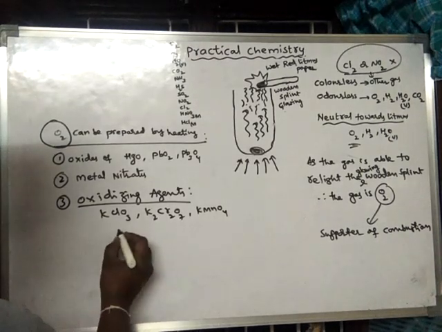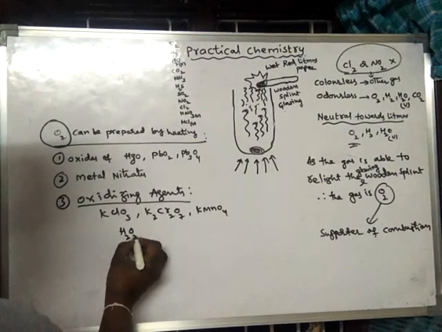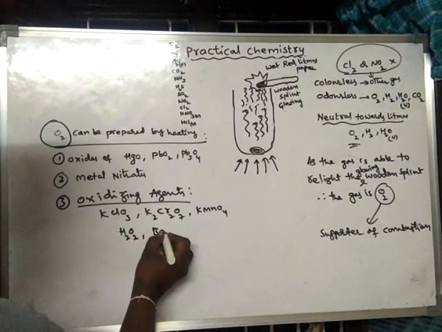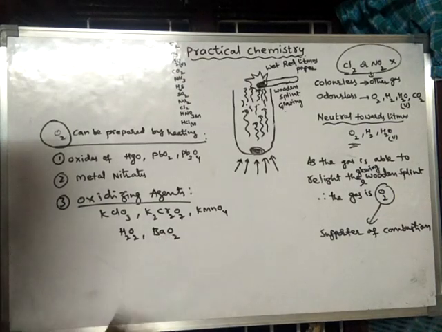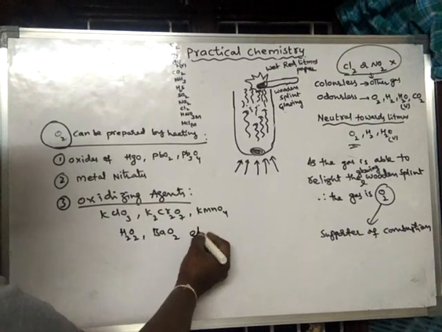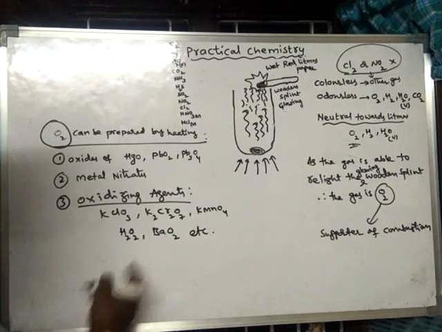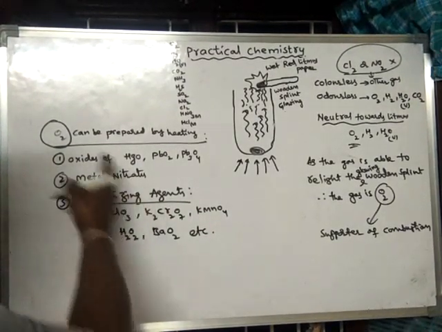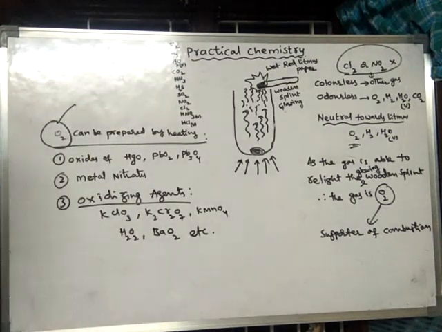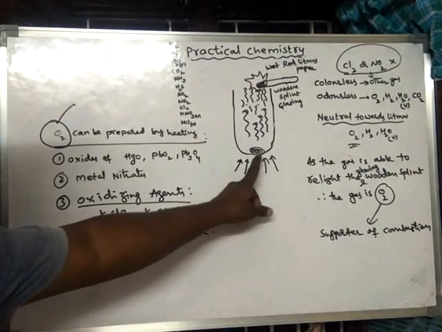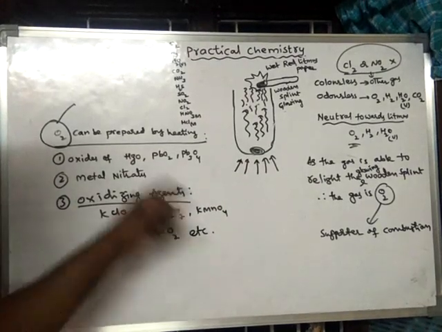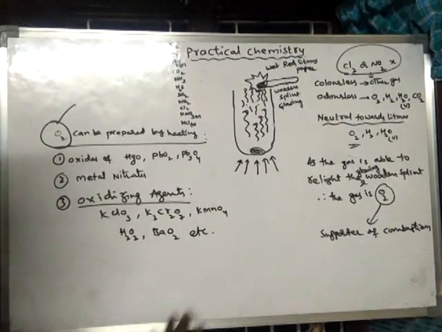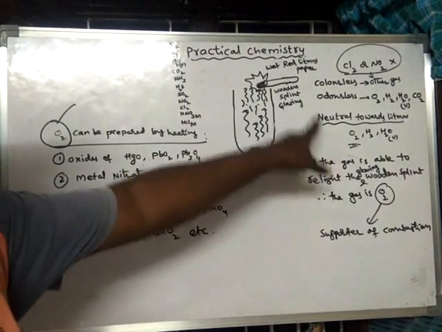Hydrogen peroxide, H2O2, is called hydrogen peroxide. Barium peroxide, BaO2. So these are some of the oxidizing agents. When we heat these oxidizing agents, we can produce oxygen gas. That means this substance may be any of these. Okay, right. So in this way, we can detect oxygen gas.